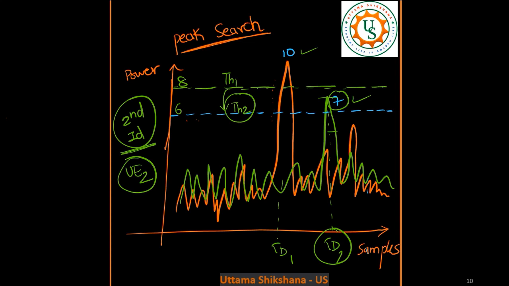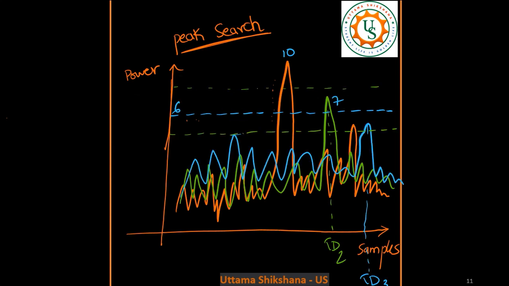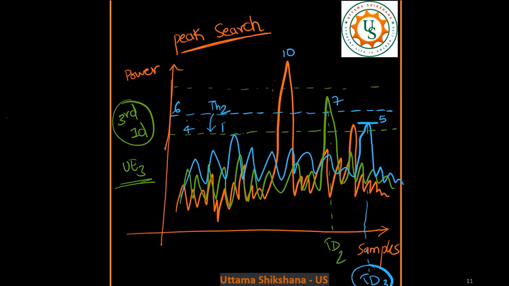Now let us also consider the third preamble ID for UV number 3. This UV number 3 is at a still further distance, right? So here I have given the blue color. Let us say this blue plot has its peak at 5. This is the definite peak we have, and corresponding to that the delay is TD3. Now the thing is, this is not covered by threshold number 2, right? If you want to cover it, you have to go lower. Let us say you choose 4 or something, and make it threshold number 3.